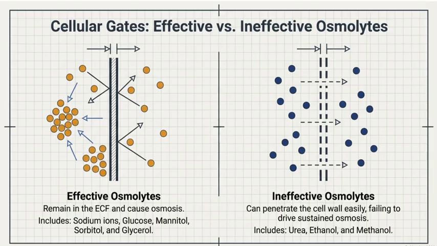Ineffective osmolytes, as we discussed earlier, can cross the membranes easily. They are urea, ethanol, and methanol. They equilibrate across the compartments, so they do not cause sustained water shifts. This is why urea increases the osmolality, but does not cause cerebral edema or dehydration.